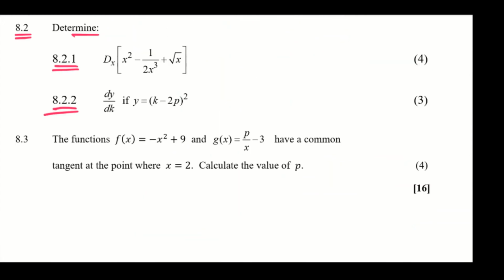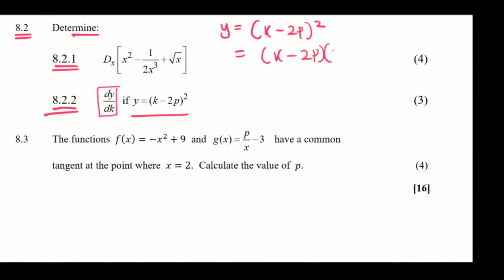Do 8.2.2. We're going to find the derivative of this expression here. So we're having y is equal to (k minus 2p) to the power 2. So to find the derivative, we have to expand this first, right? Because the derivative must be dy over dk. So you're just going to say (k minus 2p) times (k minus 2p), and find the product.